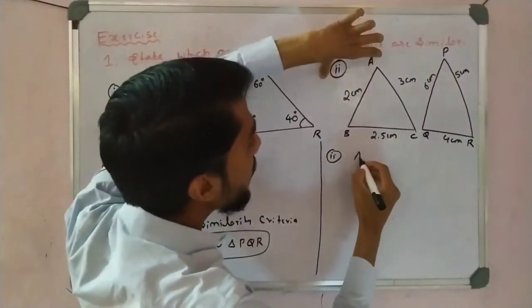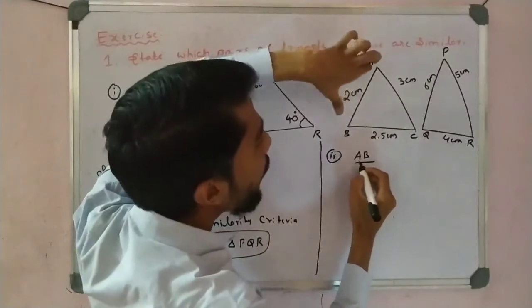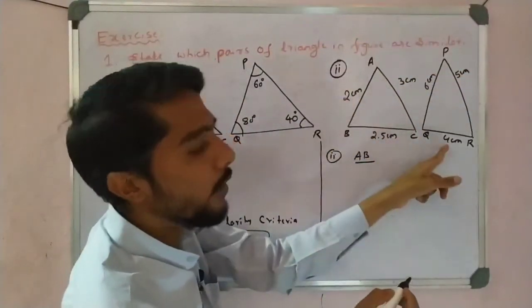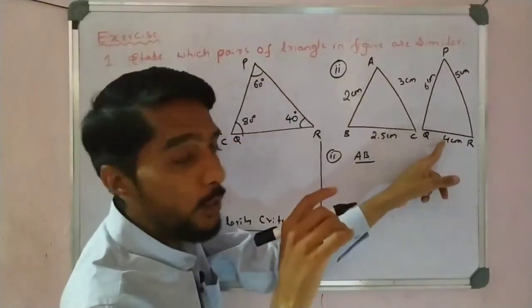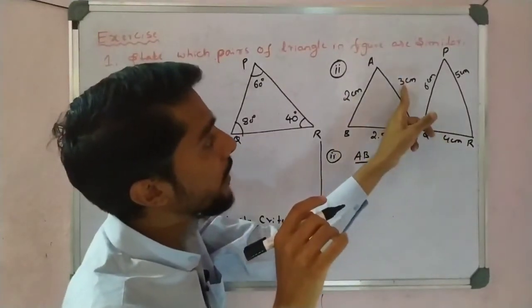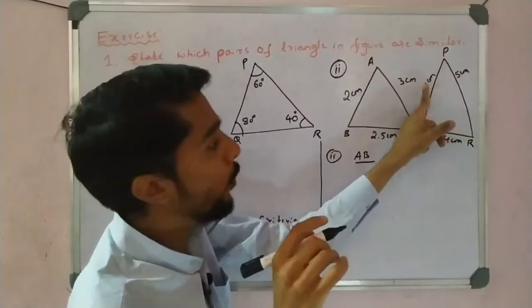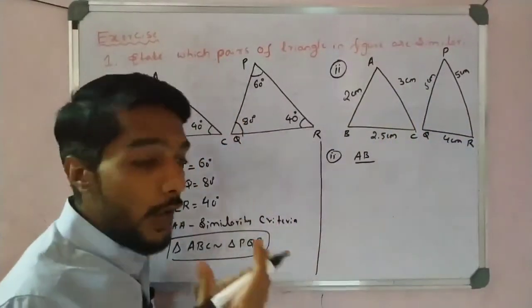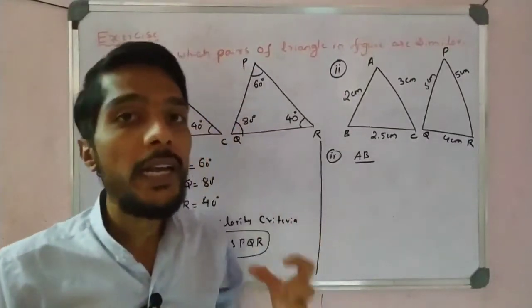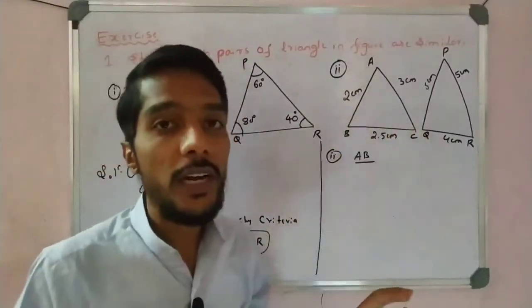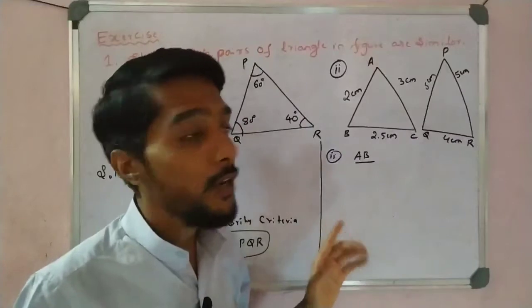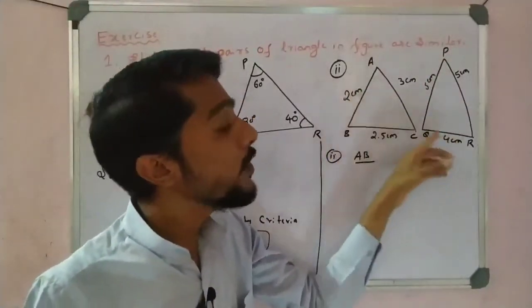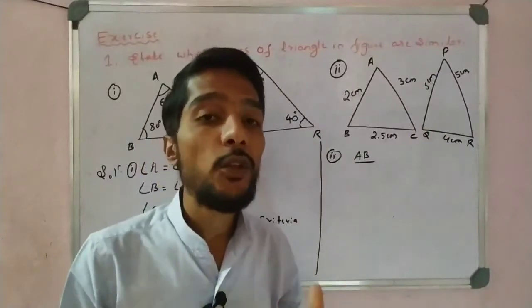If I get AB corresponding to, I take this. Why? Because when I divide 2 by 4, I get 1 by 2, right? When I divide 3 by 6 I get 1 by 2. When I divide 2.5 by 5 we get 1 by 2. So like that you have selected. Our aim is to get an equal ratio. So like that you have selected the corresponding sides. Not always AB is corresponding to PQ. You have to check which sides, if selected, give me the same ratio.